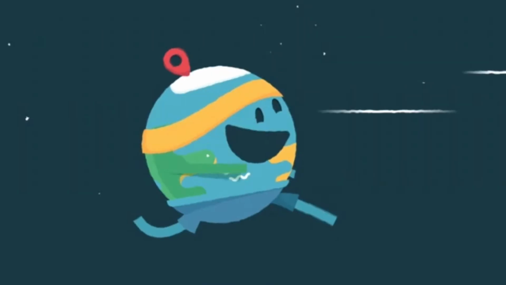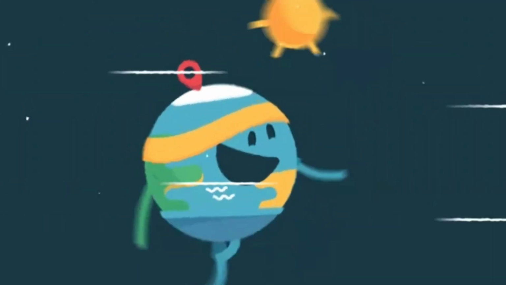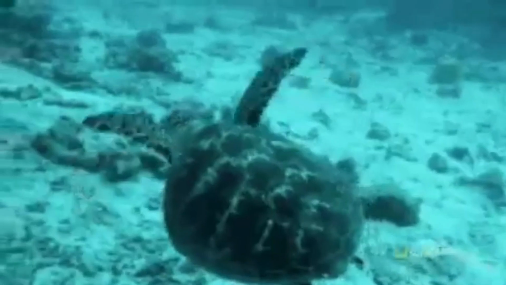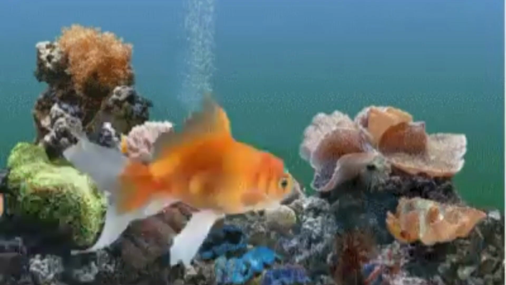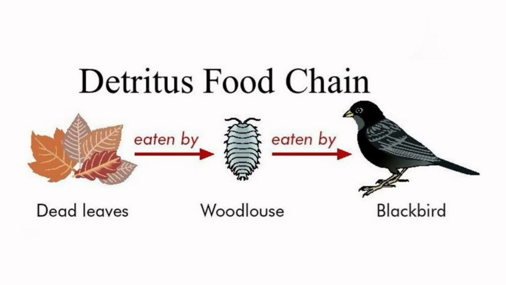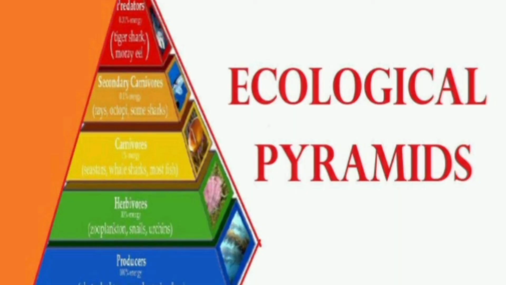Dear students, this was all about the introductory part of the chapter Our Environment. In the next video, I will discuss the food chain and food web, as well as the various trophic levels in a food chain and the ecological pyramids.